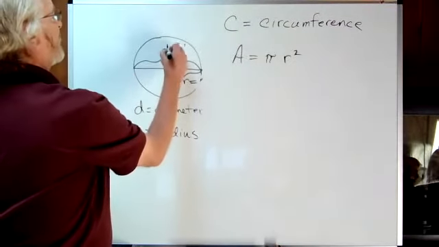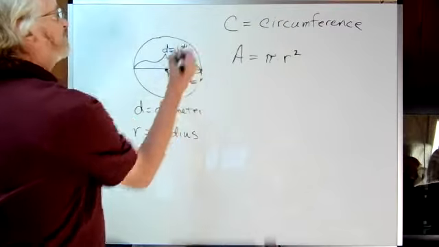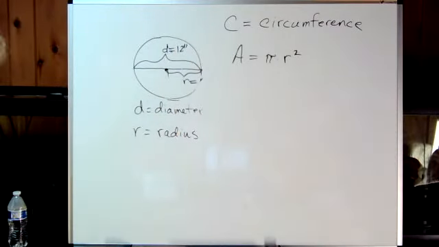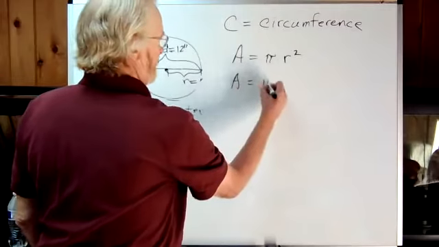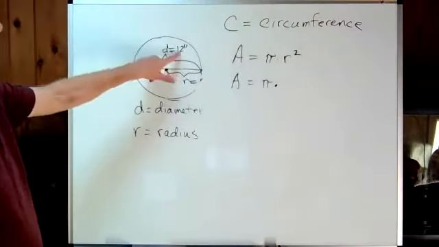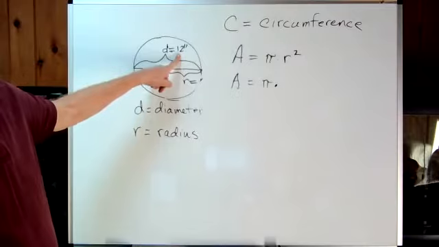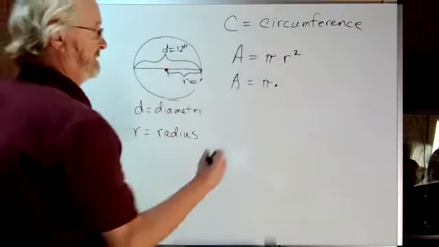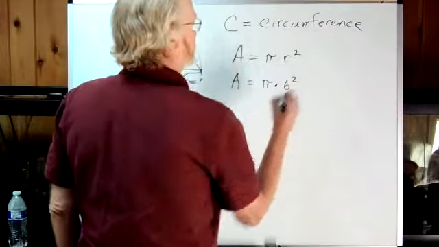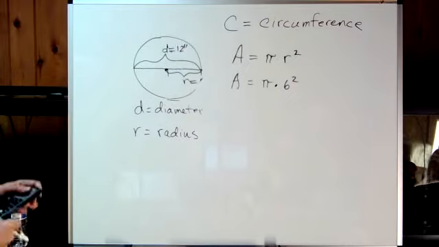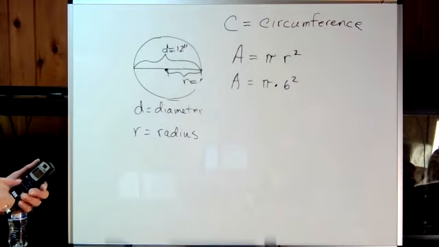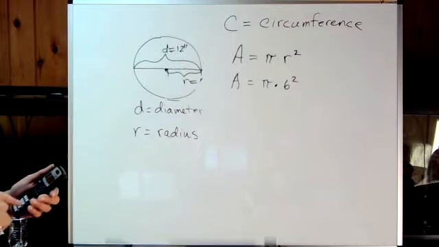Let's say I know the diameter here is 12 inches. I want to find the area of that circle. The area is pi times, well, the radius is half of that, 6. If it's a messy number, use your calculator. 6 squared. I had to figure out what the radius was. So now I'm going to put that in my calculator. Pi times 6 squared.